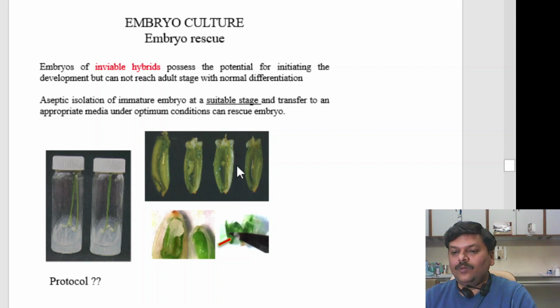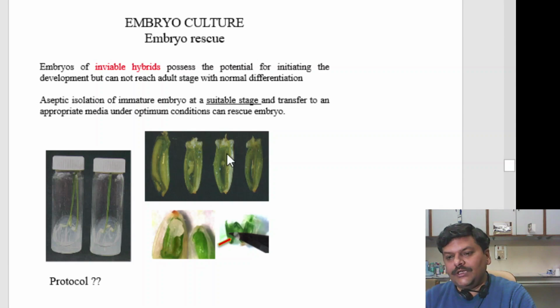In this case, scientists take out these immature seeds. You can see that there are certain embryos here, tiny embryos, and the seed is hollow. This is a normal seed, and this is an interspecific crossing seed. In interspecific crossing, there is no endosperm.